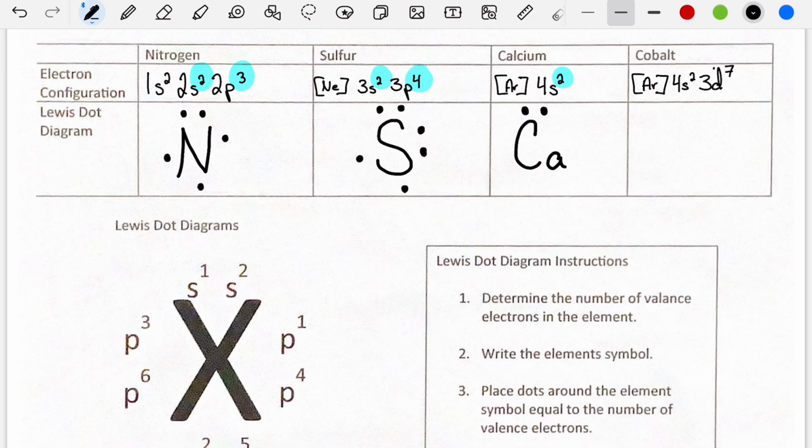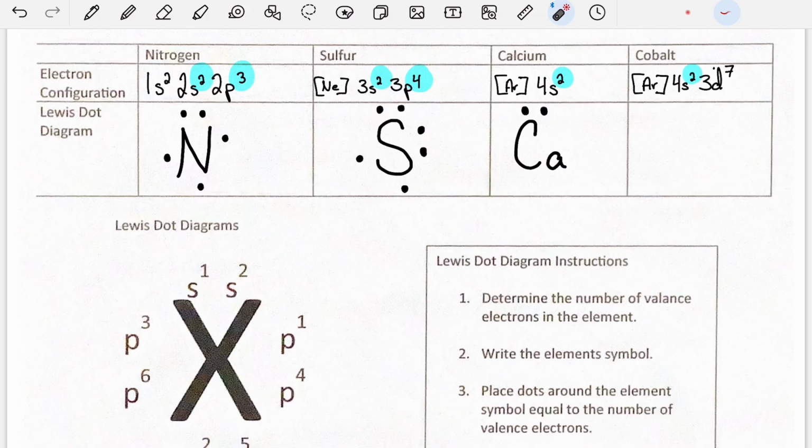Then we come to cobalt. If we look closely, 4 is its highest energy level, and it has 2 electrons in its 4s. And that is all the valence electrons it has. Remember, energy level drops by 1 in the d block. So 3d is lower energy than 4s.